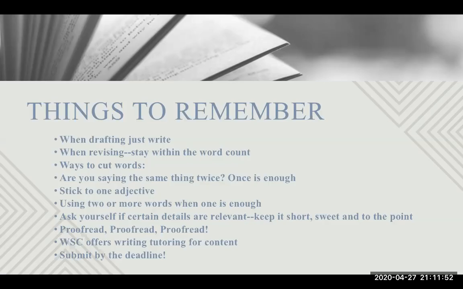Once that deadline happens, the application is going to be closed. From my understanding, a lot of organizations do not reopen scholarship applications. So you want to make sure that you submit it by the deadline. Pay attention to time zones for those deadlines. Some scholarships close on Eastern time or Central time.